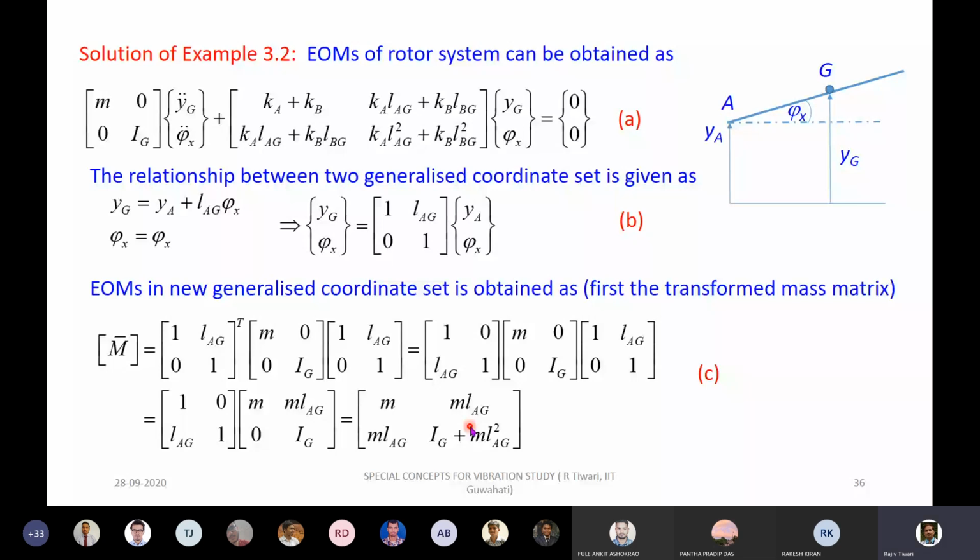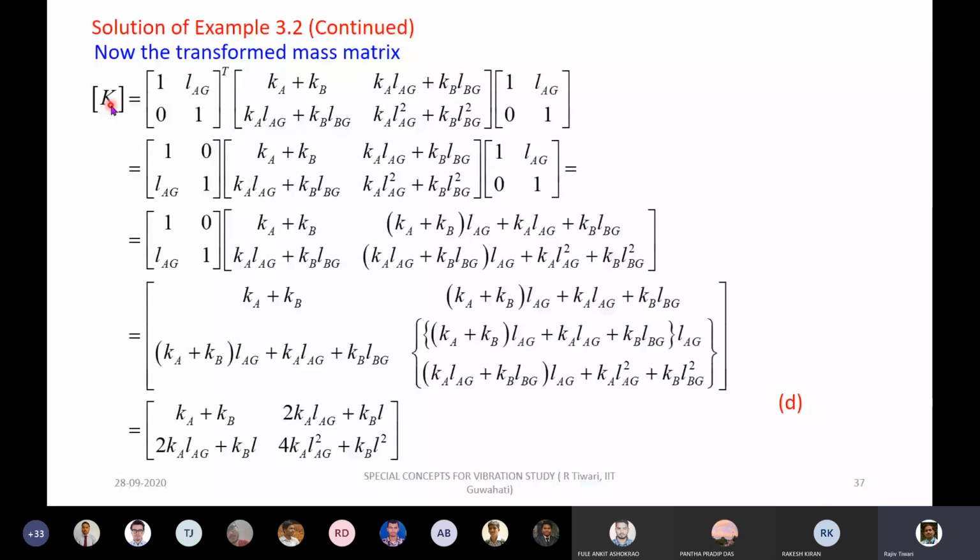Now let us see the new stiffness matrix. The new stiffness matrix again can be obtained. This is the previous stiffness matrix post-multiplied by the beta matrix and pre-multiplied by the transpose of the beta matrix. If you do this operation and simplify, you will get a matrix like this, which was coupled earlier and is still coupled, but we are getting the stiffness matrix directly by transformation in a new generalized coordinate set.